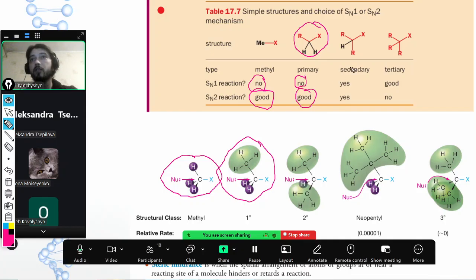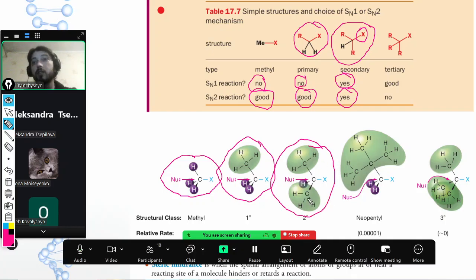For the secondary structure, we can get both reactions. It is already good enough for the delocalization of the positive charge, so you can expect X to leave, and you will get a more or less stable carbocation. It is still not so hindered that the nucleophile cannot get through, so you can still have SN2 reaction. Your nucleophile can still get through.